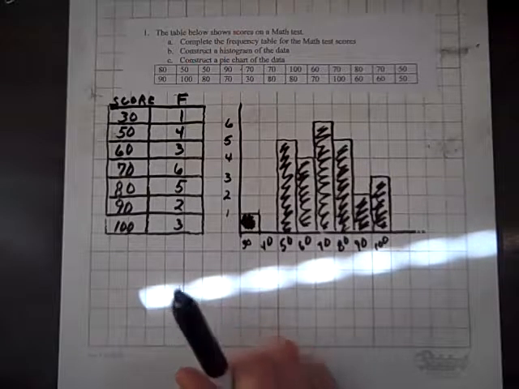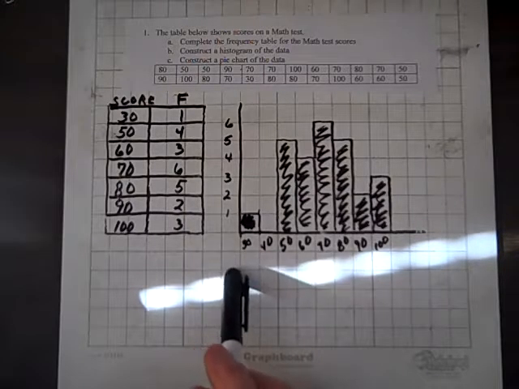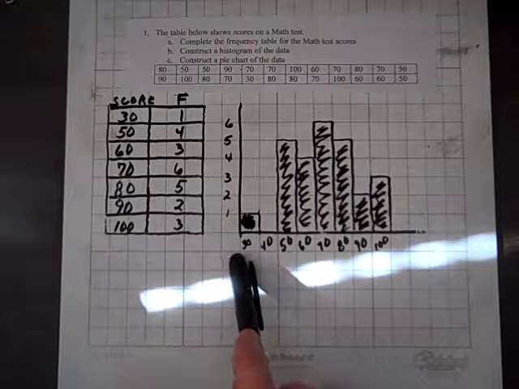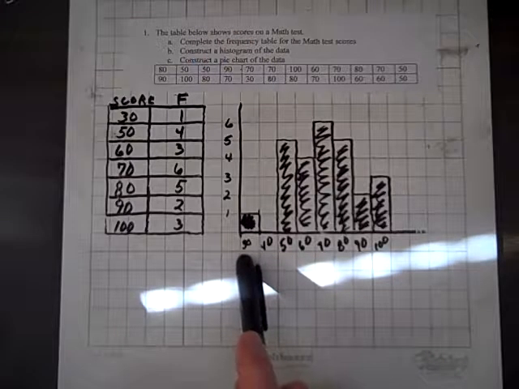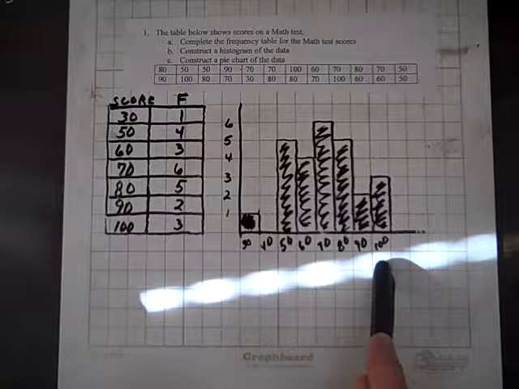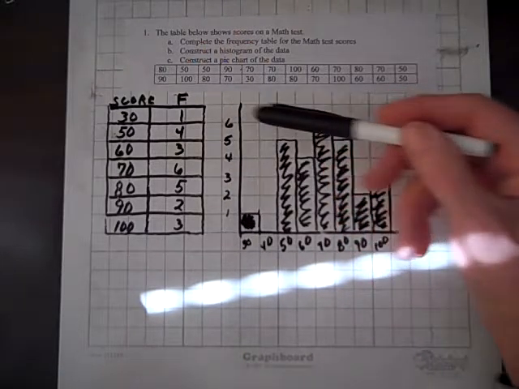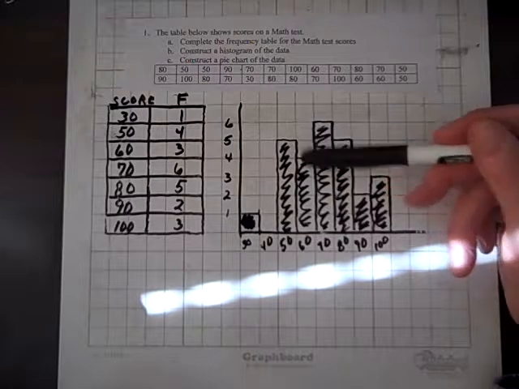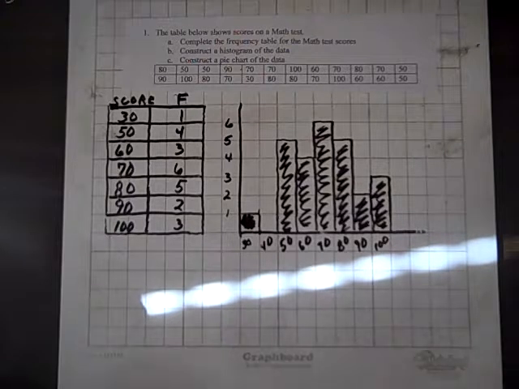The next question says to construct a histogram of the data. So in histograms, the bars are adjoining and the items are listed on the horizontal axis. So here are our test scores, and here are the corresponding frequencies, and the bar goes up to the corresponding frequency. And that's our histogram.